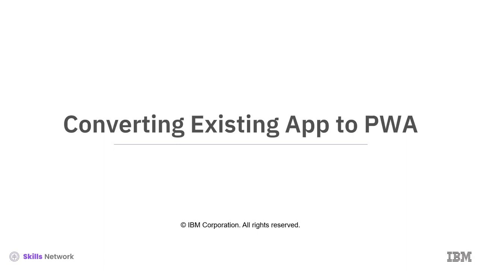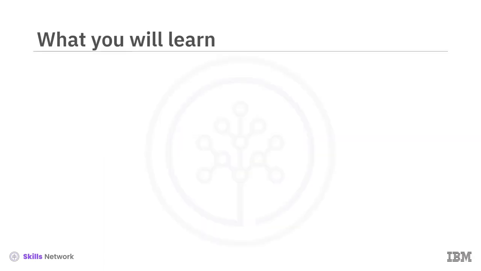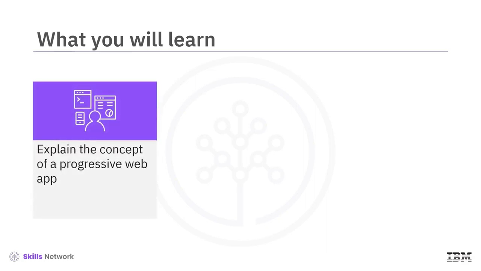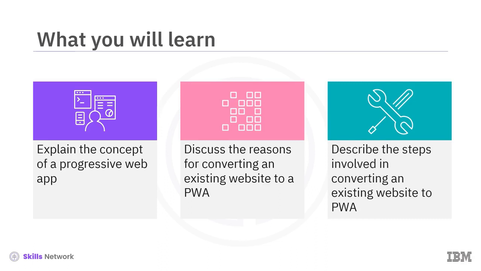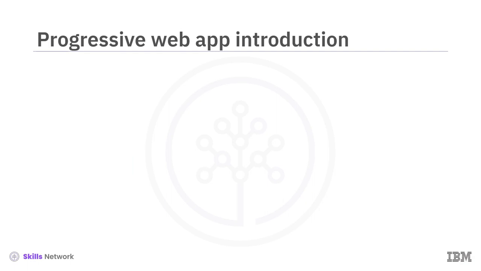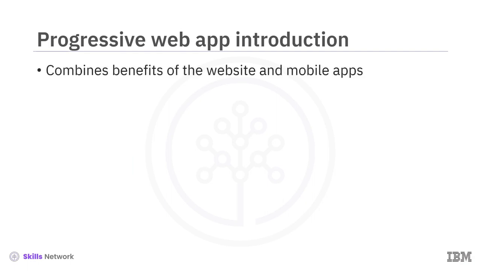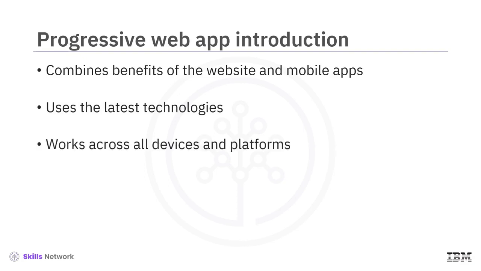Welcome to Converting Existing App to PWA. After watching this video, you will be able to explain the concept of a progressive web app, discuss the reasons for converting an existing website to a PWA, and describe the steps involved in converting an existing website to PWA. Progressive Web App, PWA, combines the benefit of website and mobile applications through the use of the latest technologies. PWAs work on all devices and platforms, including desktops and mobile phones, and they can be installed on the user's device just like native apps.